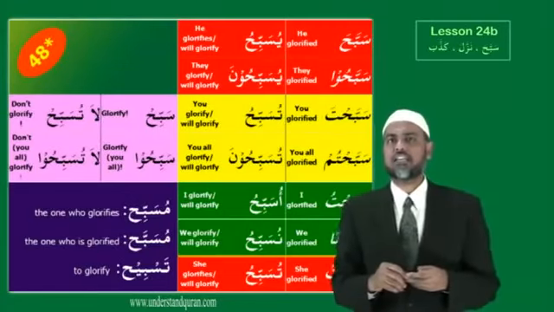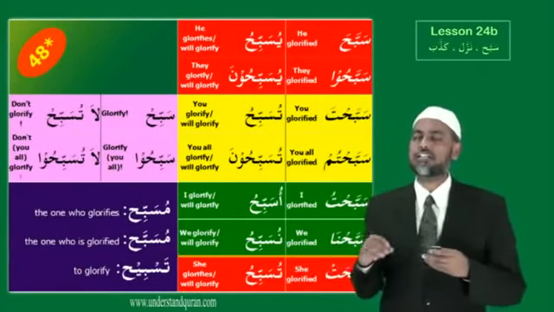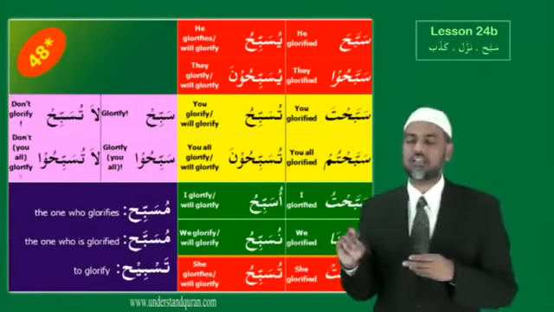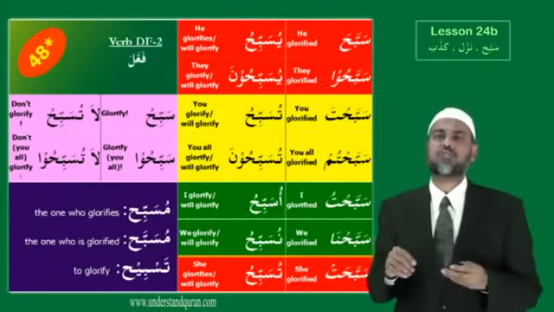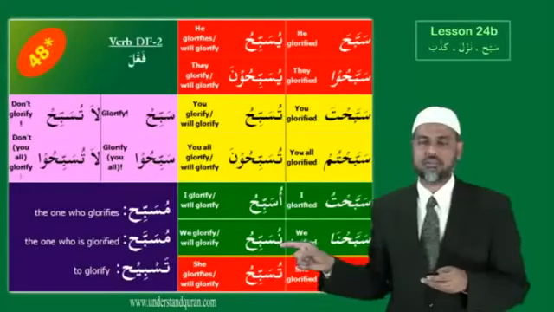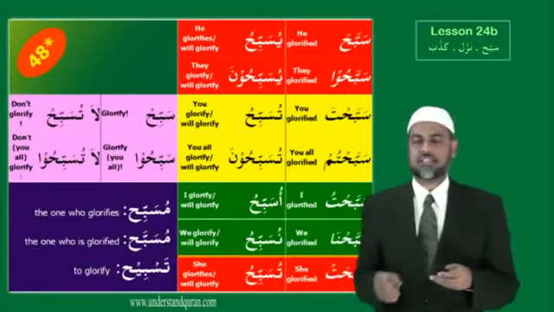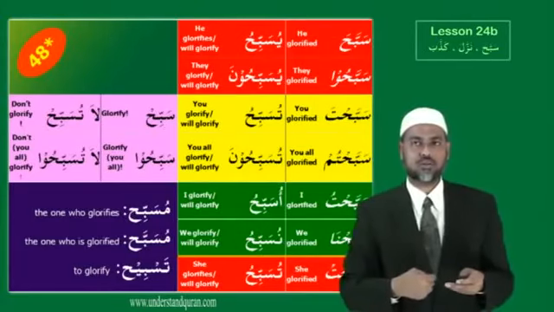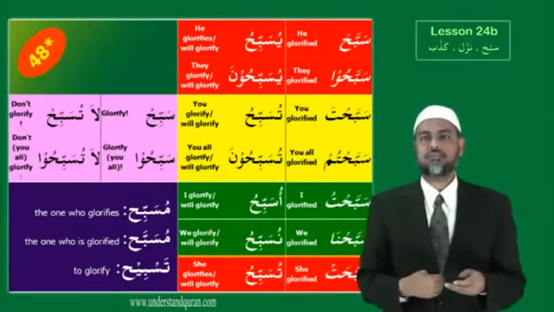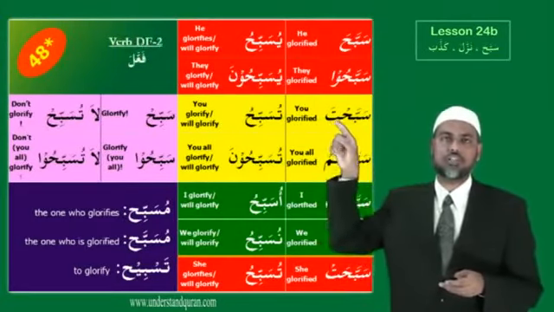Sabbaha means he glorified, or he declared subhanallah. He said Allah is free from defects. Okay, that's what it is, sabbaha. So translate. Sabbaha, he glorified. Sabbahu, they glorified. Sabbahta, you glorified. Sabbahtum, you all glorified. Sabbahtu, I glorified. Sabbahna, we glorified. Yusabbihu, he glorifies.